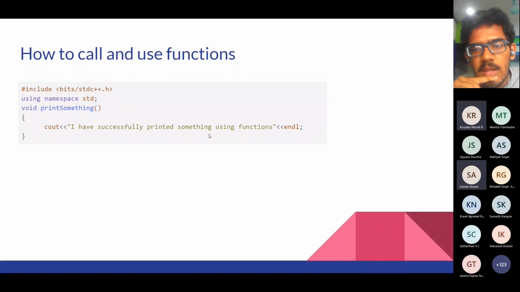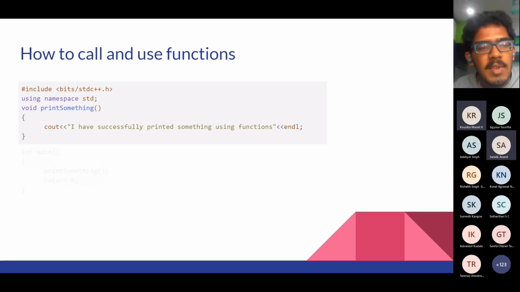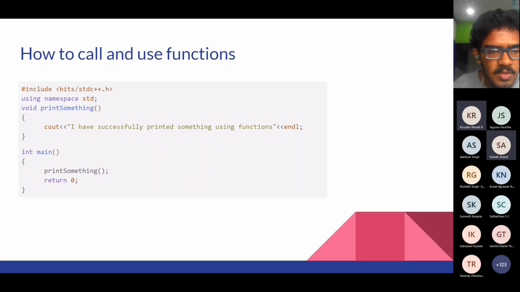So how will we execute this function? We have to call the function in main or any other function, so that it can be executed. In this case, we are calling it in the main function, and it will go inside main, search for this function, and execute the code inside it.